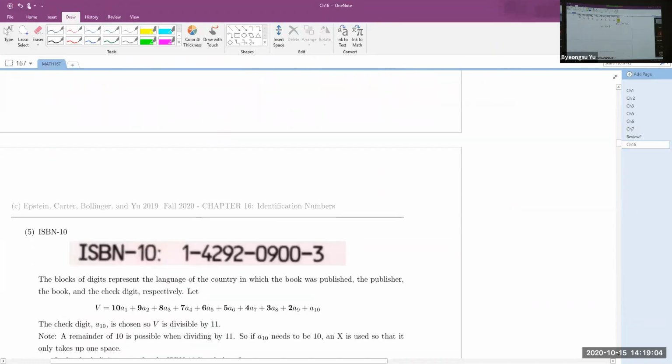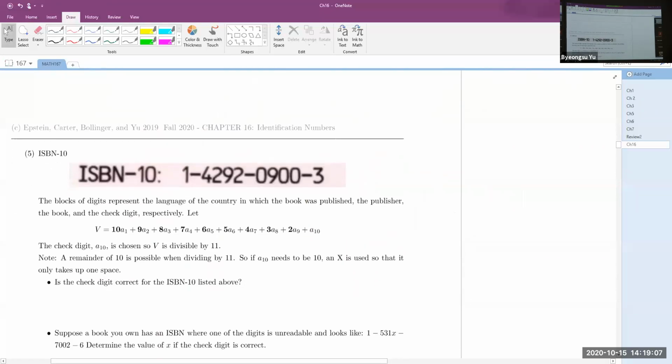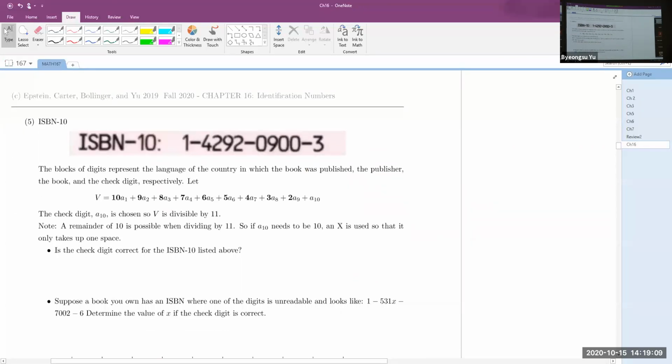Okay, then let's move on to the next one. The next one is about ISBN 10. ISBN is used for distinguishing books. Because there are several books in the world, we can distinguish them by using their ISBN number. ISBN 10 is the older scheme. These days we use ISBN 13, but they are very similar schemes.